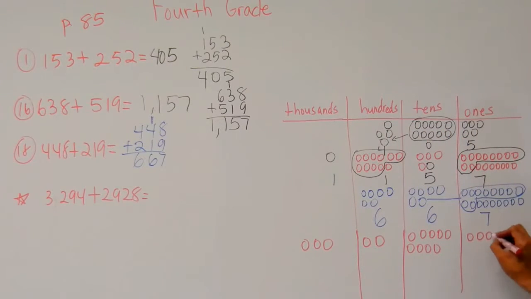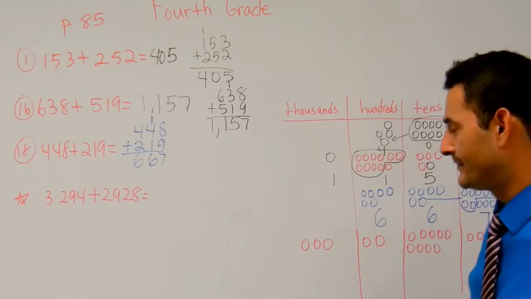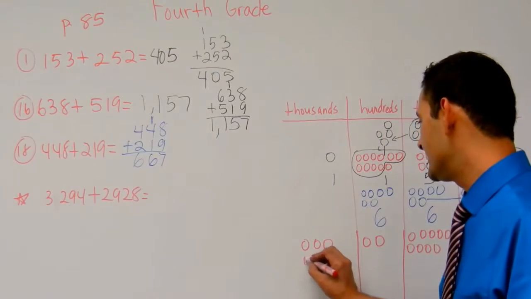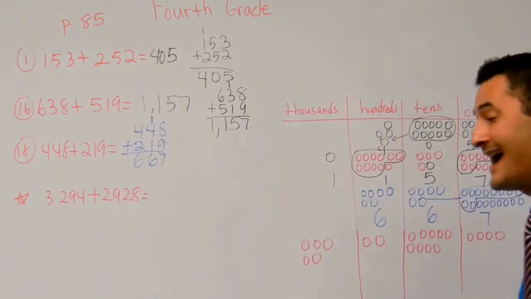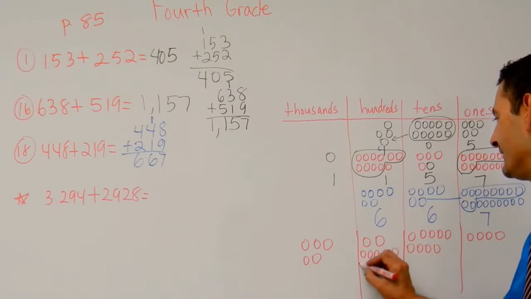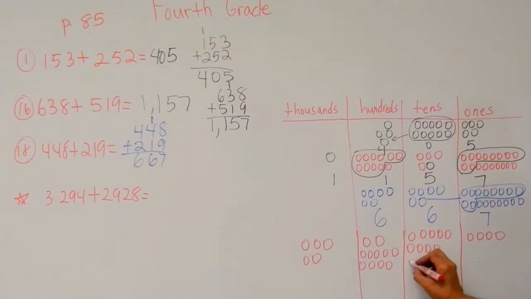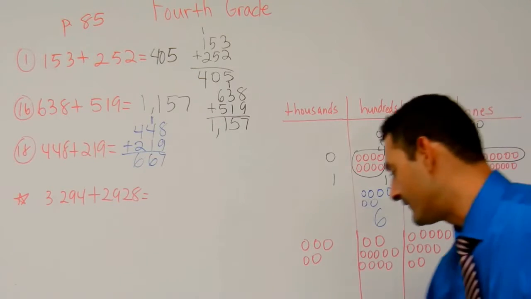1, 2, 3, 4. Now let's take a look at the next one. That number says 2,928. I've got 2 in the thousands place. I've got 9 in the hundreds place. 1, 2, 3, 4, 5, 6, 7, 8, 9. I've got 2 in the tens place. 1, 2. And I've got 8 in the ones place. 1, 2, 3, 4, 5, 6, 7, 8. So let's go ahead and solve it now.